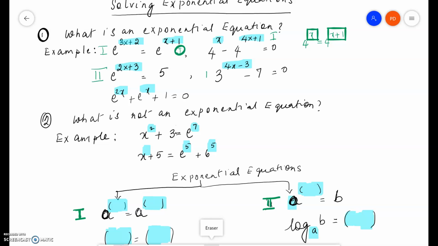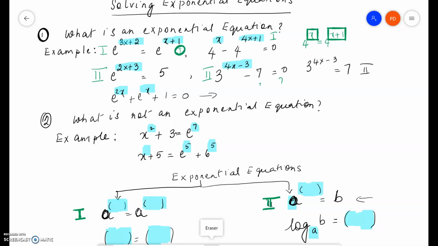This again is the second type because I can add 7 on both sides and then it'll convert to the form 3 to the 4x minus 3 equals 7, and that converts to the second type of equation that can be solved by converting it to a logarithmic equation.